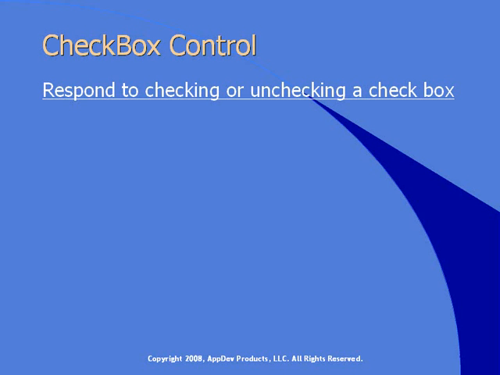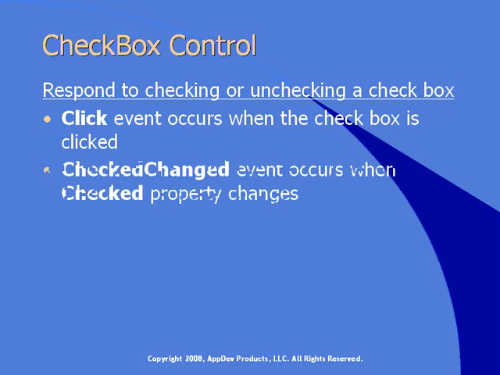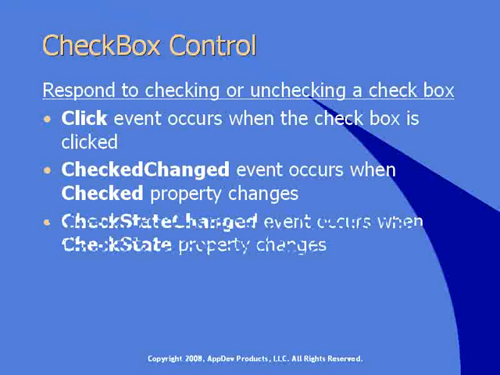You'll want to be able to respond to the checking or the unchecking of a checkbox, and the click event will occur when the checkbox is clicked. In addition, the checked changed event occurs when the checked property changes. So if the user checks a checkbox, then the checked changed event will trigger, and then you'll want to use the checked property to know whether or not this event occurred because the user checked the checkbox or unchecked the checkbox. If you're using a three-state, then you'll use the check state changed event, and that occurs when the check state property is changed.